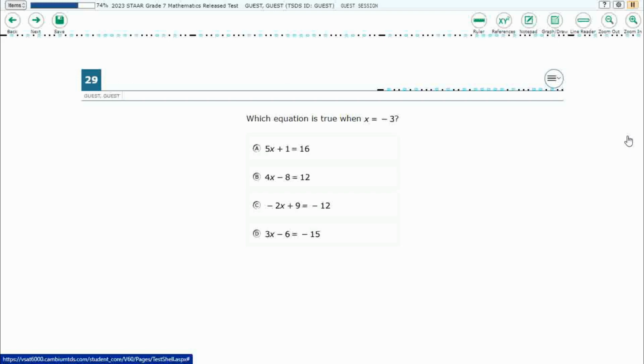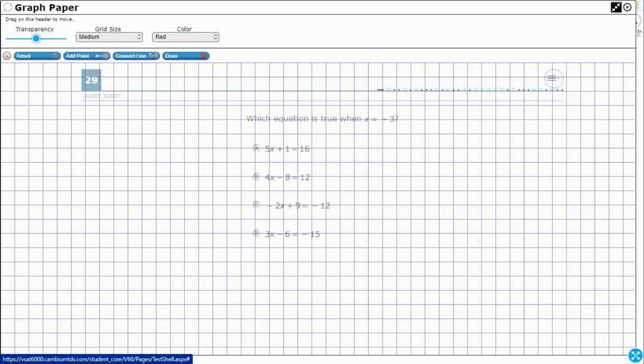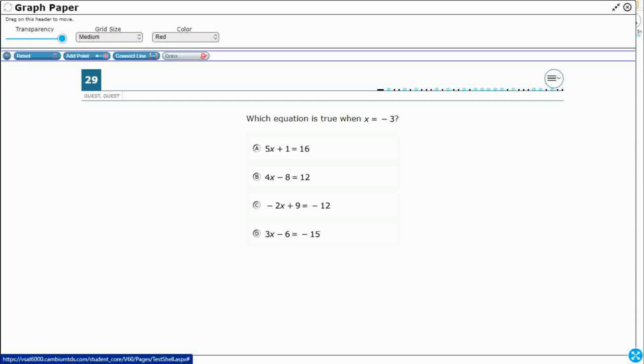Alright, so we've got 4 possible equations. We need to simply find one that's true when x is equal to -3. So we're simply going to use substitution in each of these. Let's start with A right here.